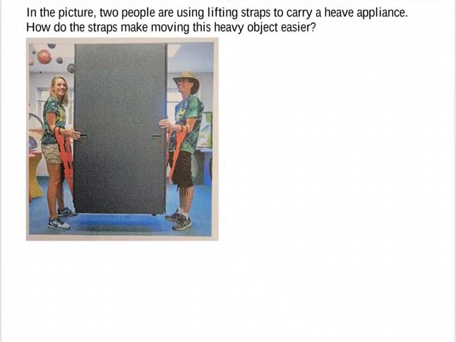In the picture, two people are using lift straps to carry a heavy appliance. How do the straps make moving this heavy object easier? They're making the radius of the torque smaller. Where are they putting those straps? On their forearms, right in the middle almost. Notice how they're not carrying it with their hands. So they're decreasing the radius toward the tendon, making the force easier. They put straps there and took away the torque, so the burden is much less.